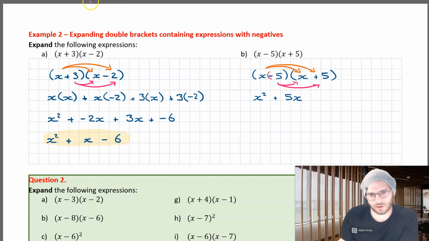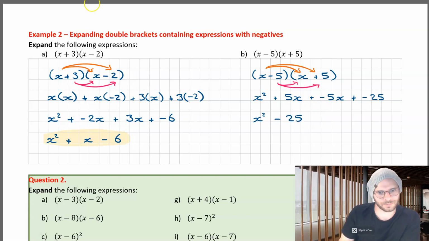Inner last, you've got this minus 5 here, so the minus belongs to the 5. So that's going to become plus minus 5 times x, plus 5 5s are 25 and it's negative, so it's minus 25. Next we're going to collect like terms. There's only one x squared. There's 2 x variables. One's 5 and one's minus 5, so they cancel. And then you've just got the minus 25 at the end. So that's the final result here.